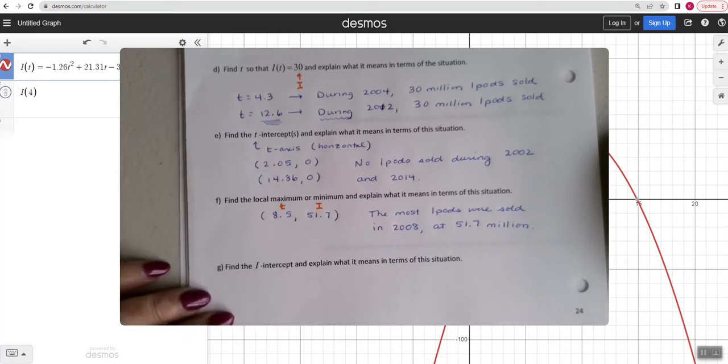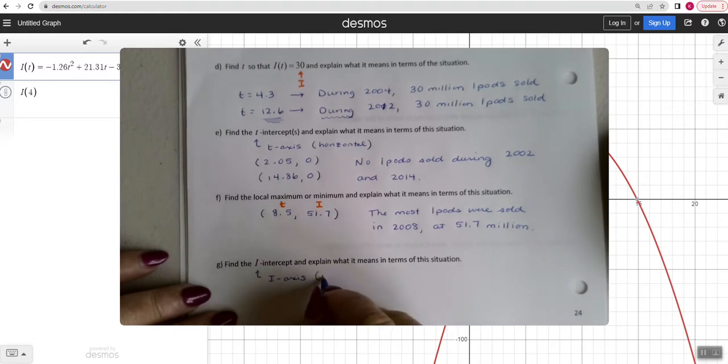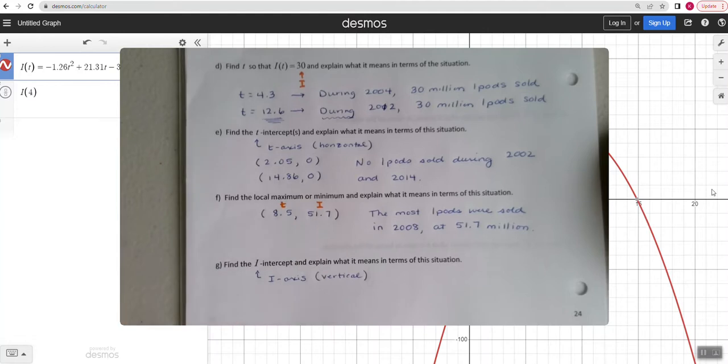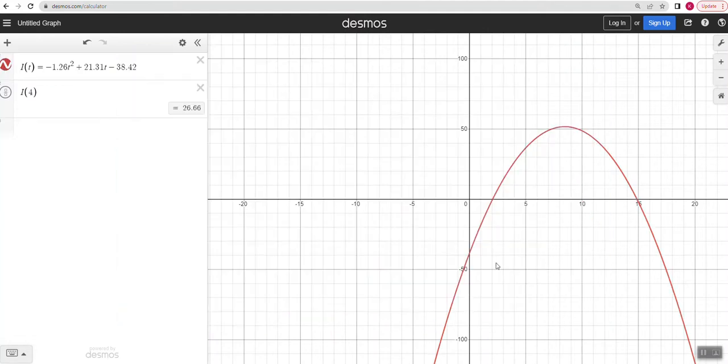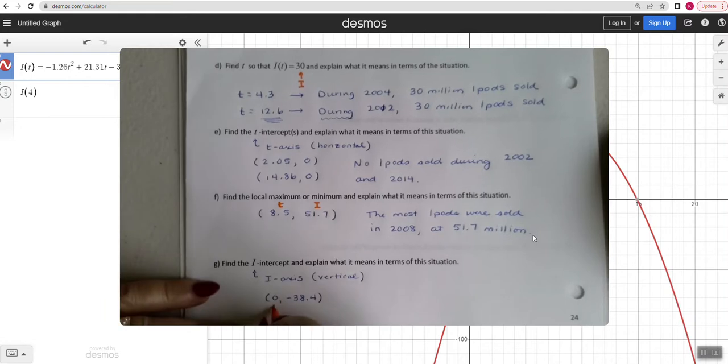All right, next we want to find the I-intercept. That's going to be on the I-axis. I is my output variable, so that's my vertical axis. And again, explain what that means. All right, the I, or vertical axis, I cross right there at (0, -38.4). Now I'm going to write down what it means. It's going to sound a little funny, but we're going to write it down anyway. This is our t and our I again.